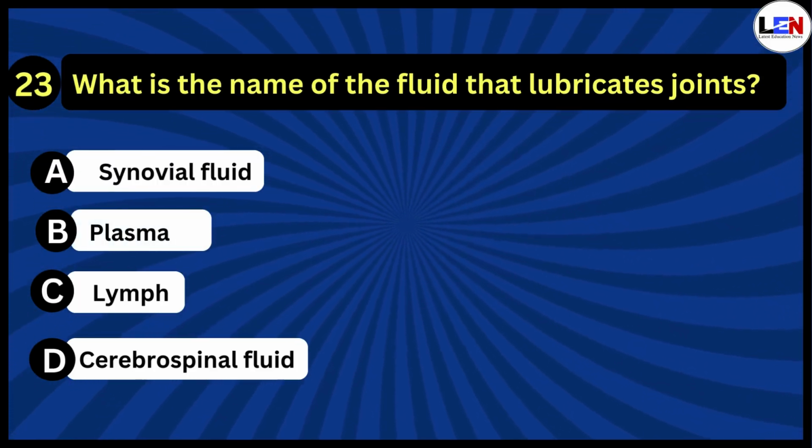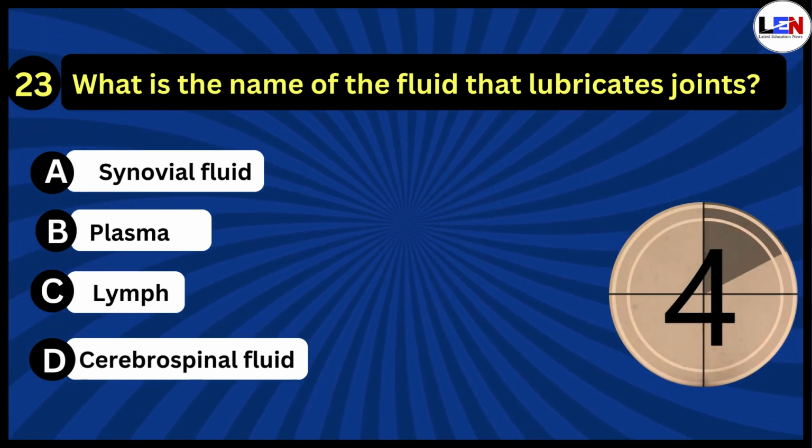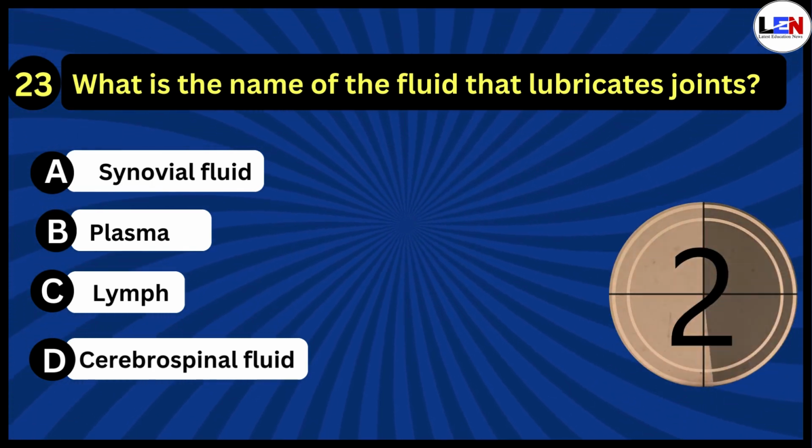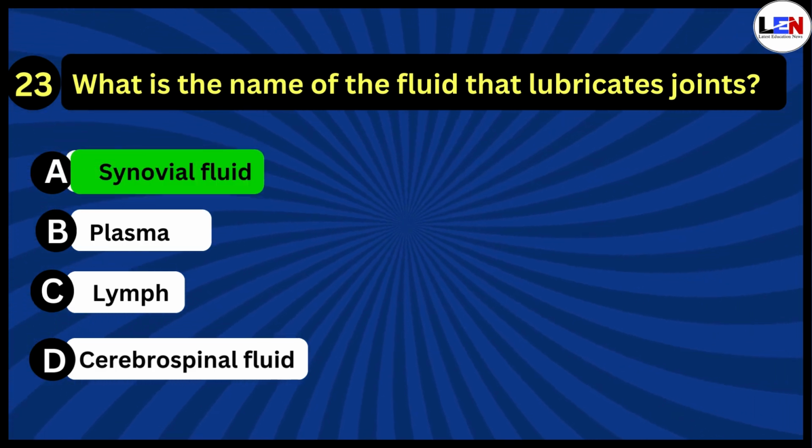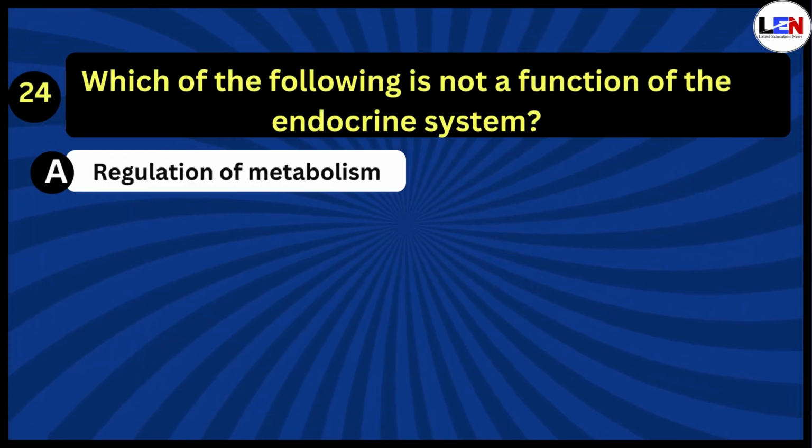Which of the following is not a part of the digestive system? A. Stomach. B. Liver. C. Kidneys. D. Small intestine. The correct answer is option C. Kidneys.